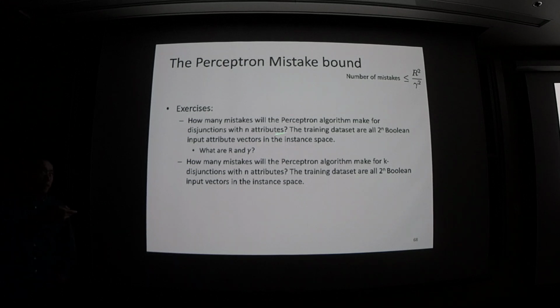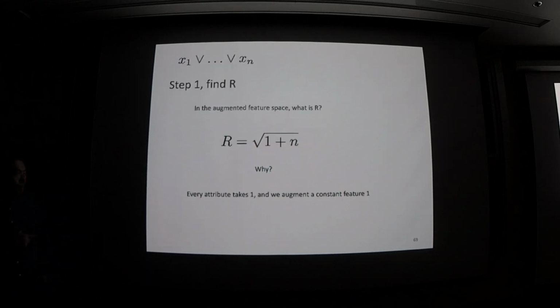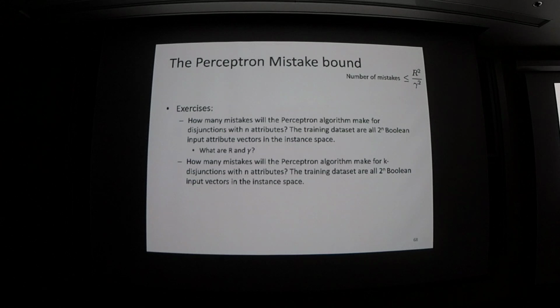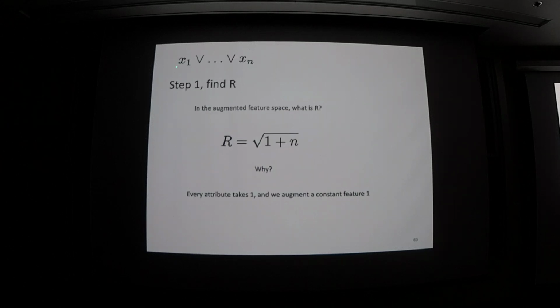Let's try to use the theorem we just derived. First, this is conjunction. Let's look at the first exercise. The conjunction function is x1 conjunction with x2 until xn. First, this one is linearly separable. We have discussed this before. And as to which linear classifier it is equivalent to, we'll discuss in a minute.